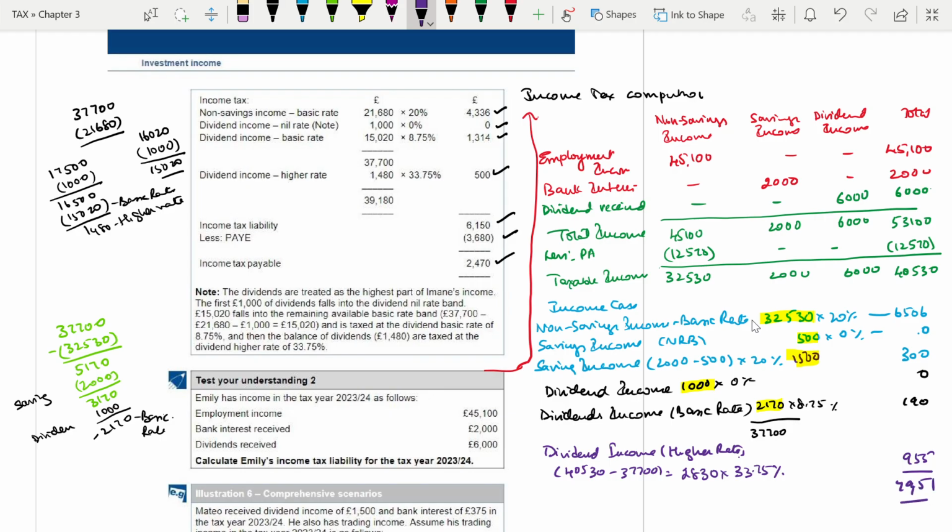We don't have anything else as income tax liability. Fine, this is the income tax liability. Okay. Are you clear about this?